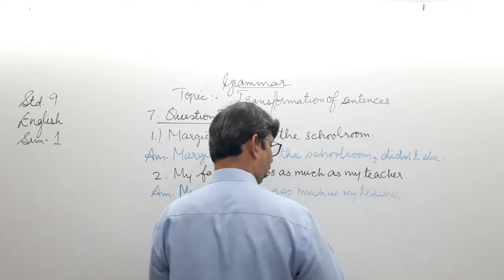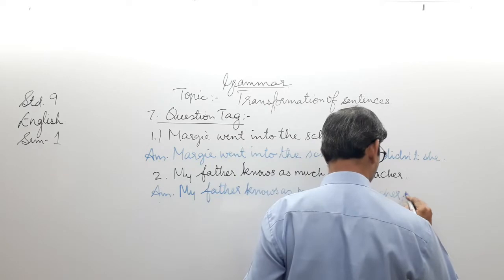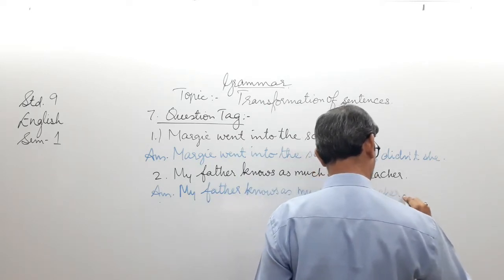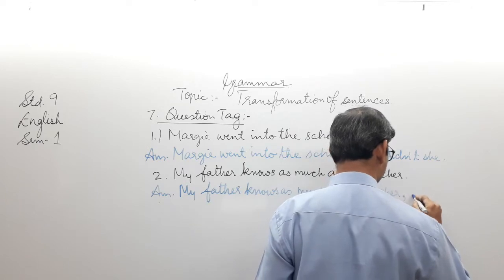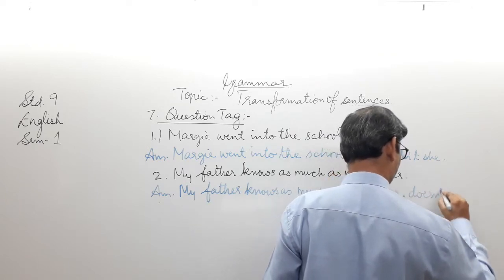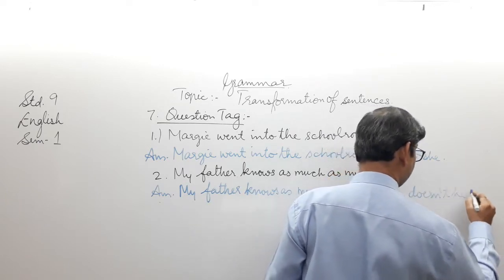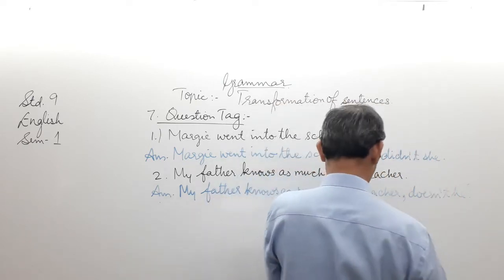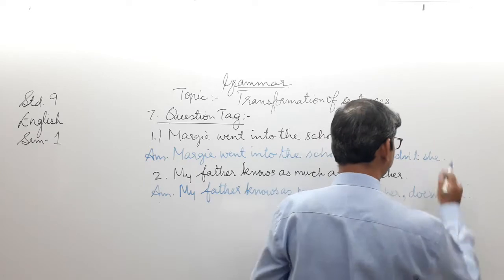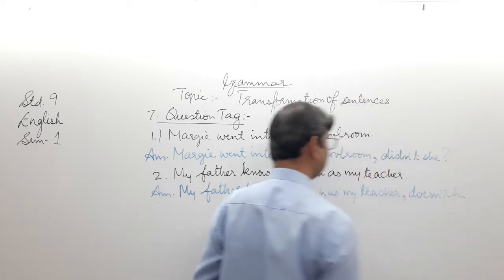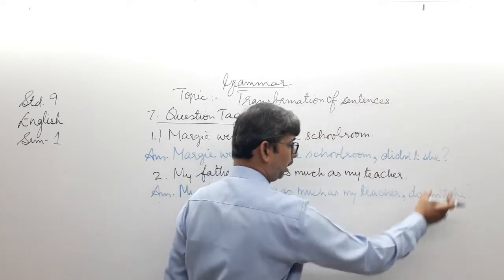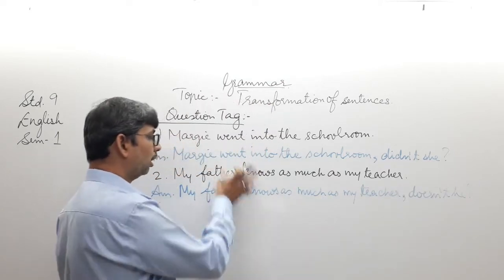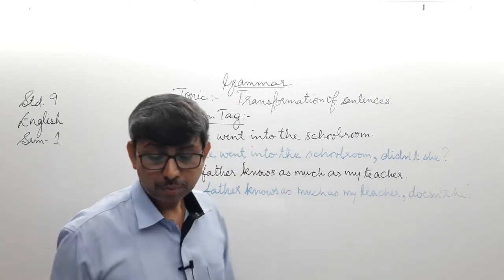Applying the comma over here. We'll write the word doesn't he, and we'll apply the question mark without fail. Well, question mark needs to be applied whenever we write a question tag. So didn't she and doesn't he are the two question tags that we applied for the given sentences.